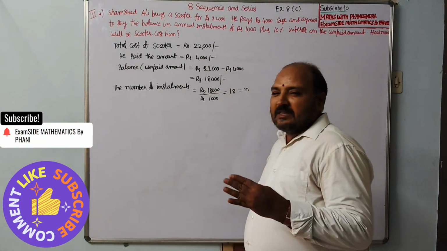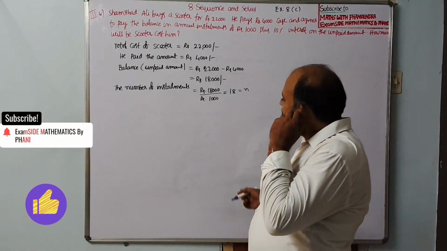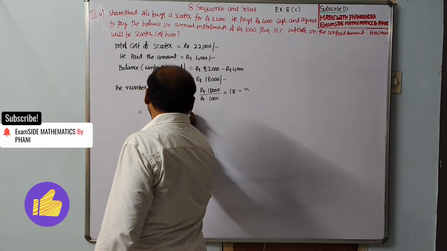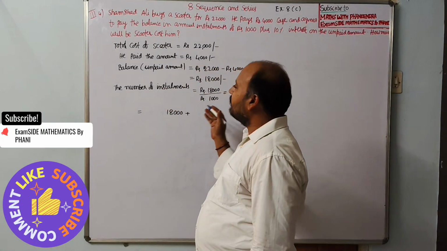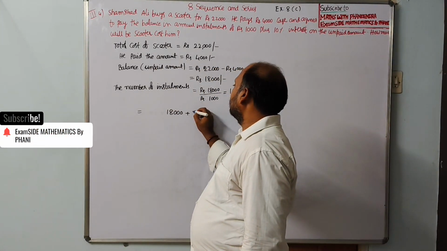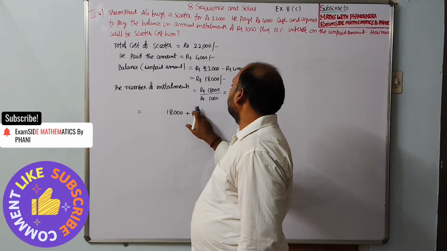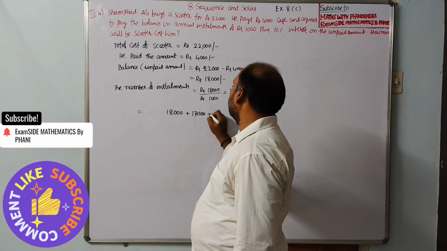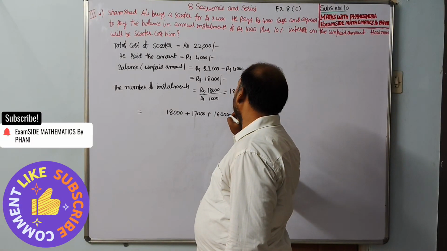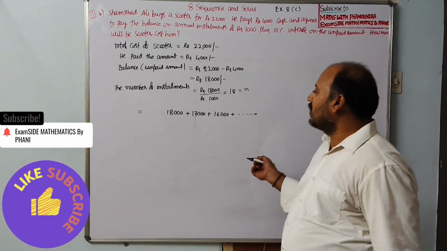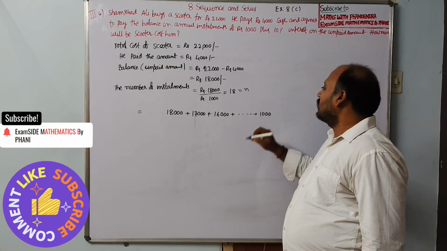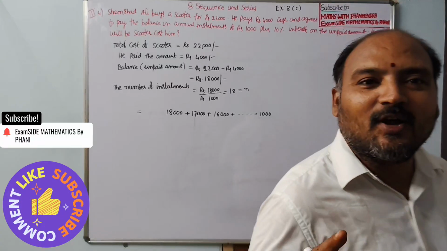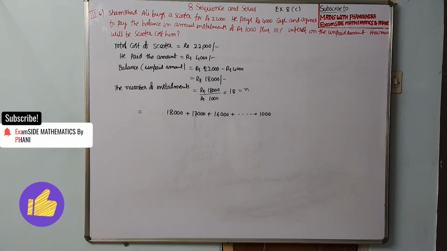After that, every month how much is he paying? 1,000 rupees. So 18,000, and every month he is paying 1,000. So 18,000 minus 1,000 is 17,000, plus 16,000, and so on. At last 1,000 will come. So is it clearly observable as an AP or not? Okay, dear students, are you able to see that?